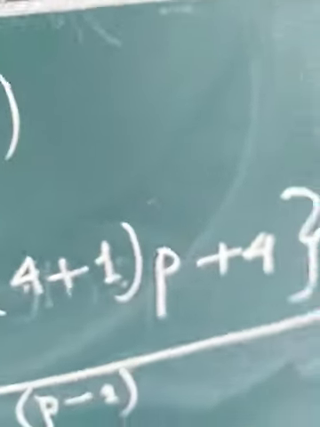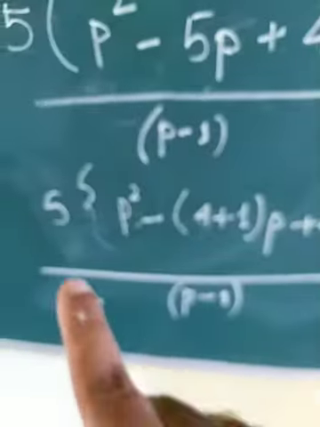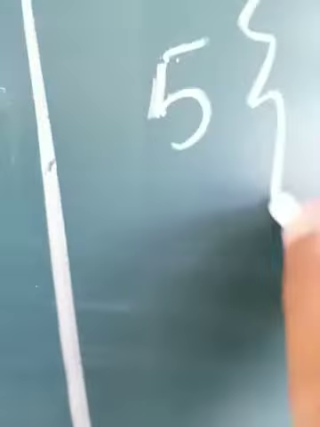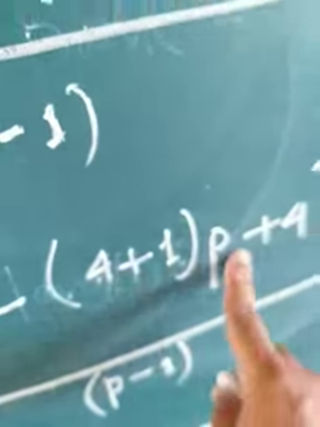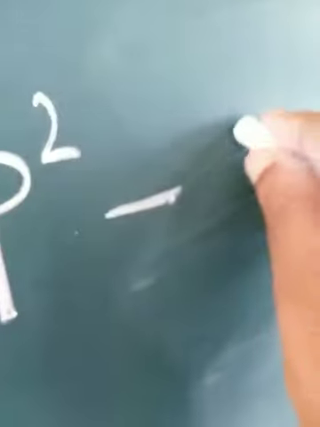Okay. Now what exactly we have to do after this? We have to open the bracket. Exactly, students. So we have to open the bracket. What is there outside the bracket is 5. Let me write it down for you. That is 5. Then curly bracket, p square minus. Now if you have to multiply this 4 with p, so answer would be 4 into p. So answer is 4p, isn't it?